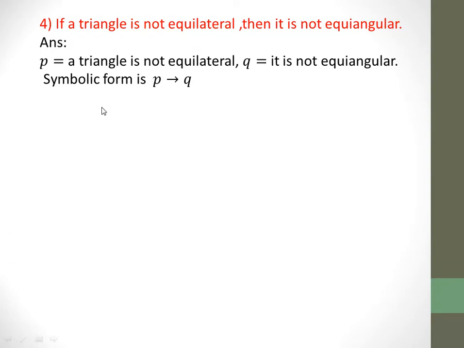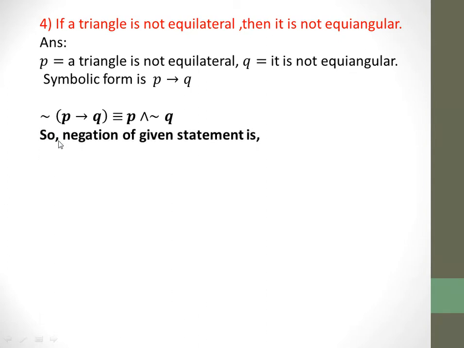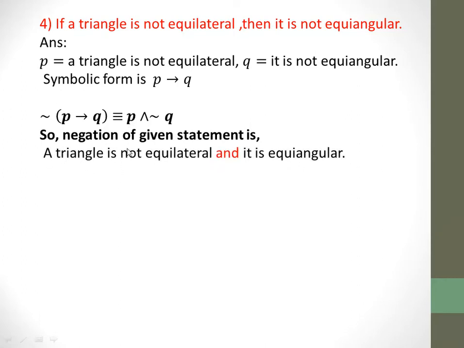Now again, the negation of P implies Q is P and negation Q, as per that rule of negation. So the negation of the given statement is, as per this, we will write like this: P, a triangle is not equilateral, joined by "and" with negation Q. Now Q is "it is not equiangular", so the negation will be "it is equiangular". So the whole statement is: a triangle is not equilateral and it is equiangular.